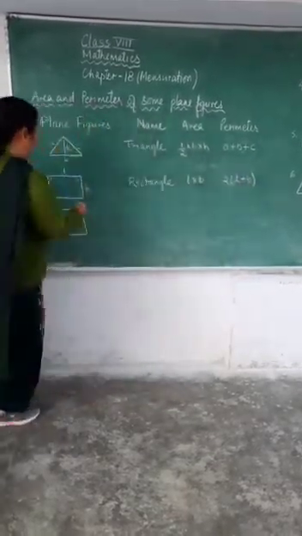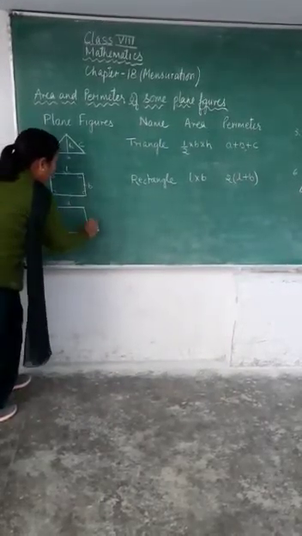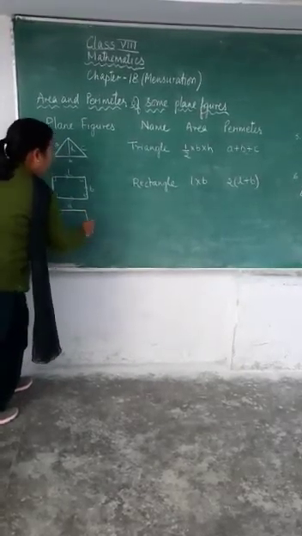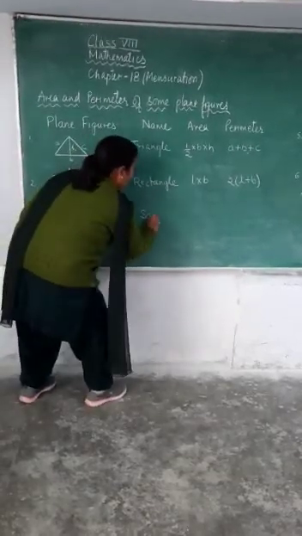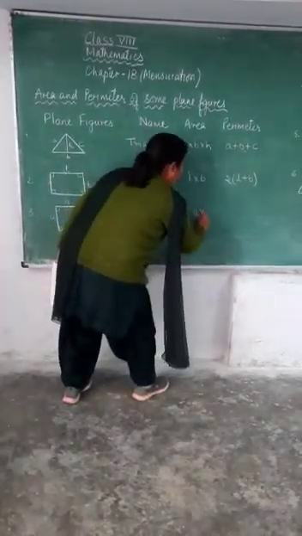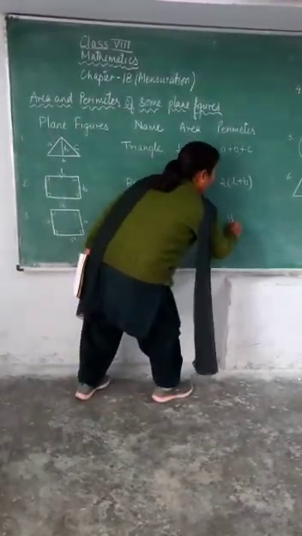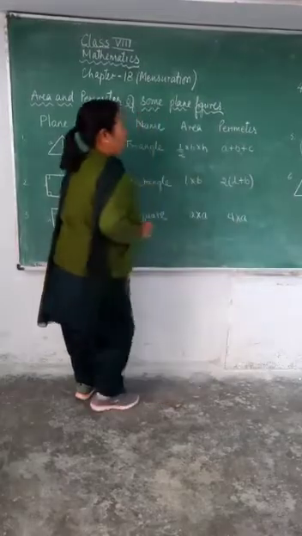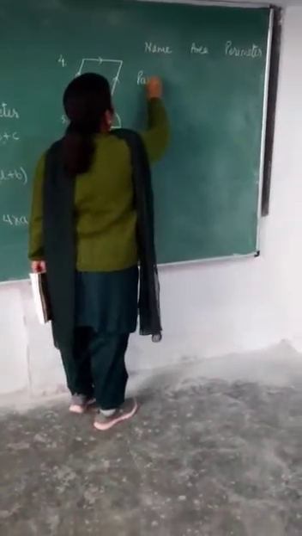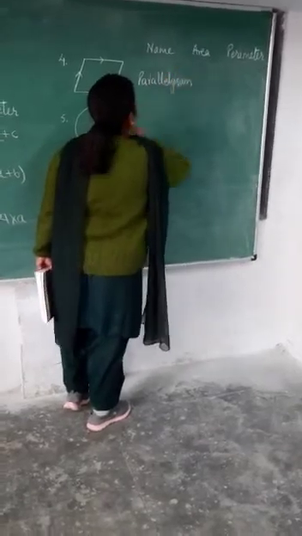Now the next figure is a square, and as you know, in a square all four sides are equal and all four angles are of 90 degrees. So the name of this figure is square. The area of this is A into A, means side into side, and the perimeter of square is 4 into side, means 4A.